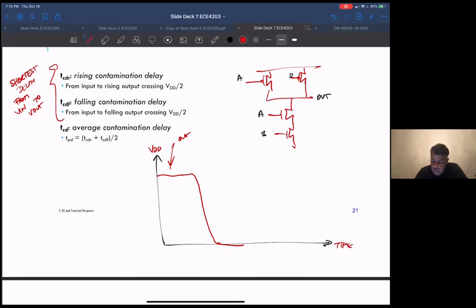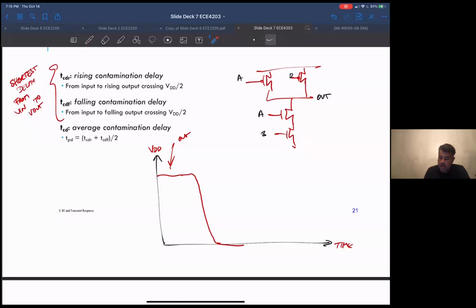So there's only one way your output can go from high to low, and that is if both A and B turn on together. Otherwise, if only A turns on or B turns on, the output is not going to transition to low. So there's only one way you can get a low, and that is when A and B are both on.